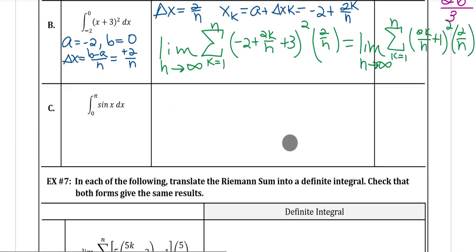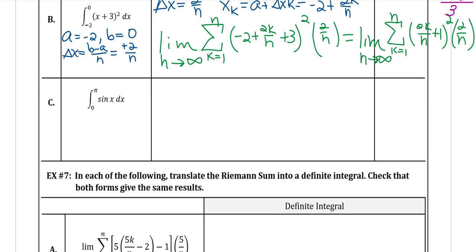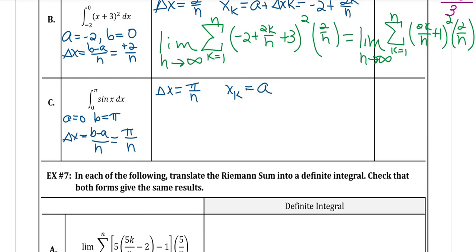The next one is now a trig function, but the procedure is not any different. So in this case, a is 0, b is pi. So delta x is b minus a over n. So we're going to get pi over n. So that's our delta x. Now our x sub k is a plus delta x k. In this case, a is 0, so we just have delta x k. So we're going to have pi k over n, that's a pi symbol.